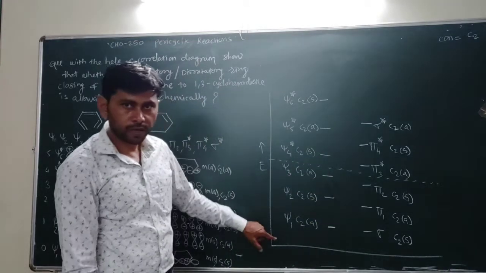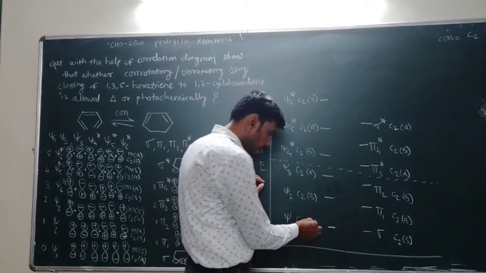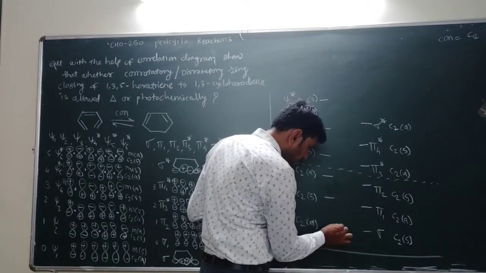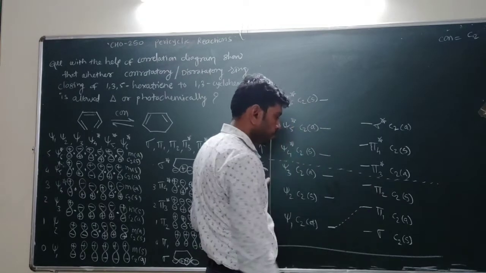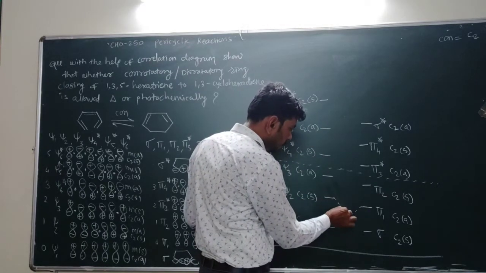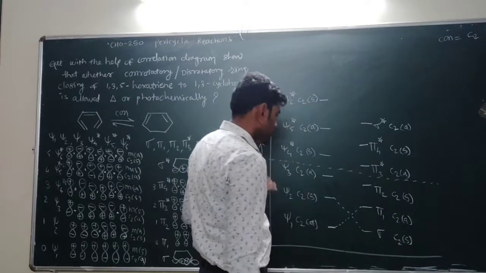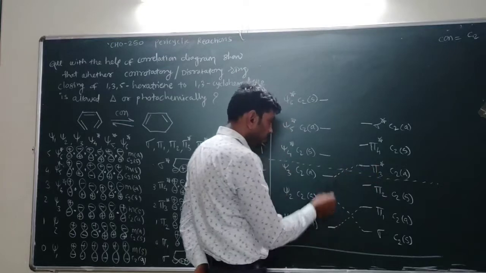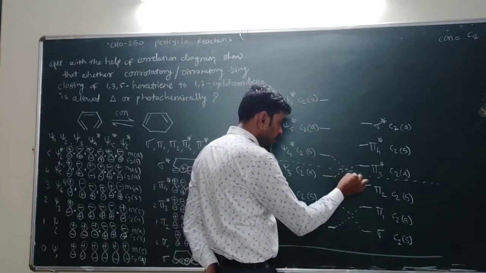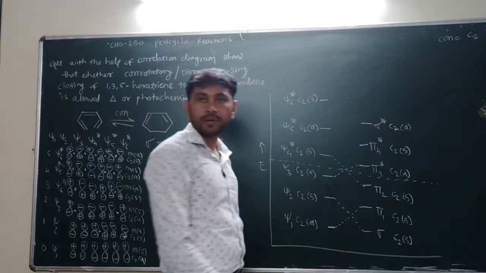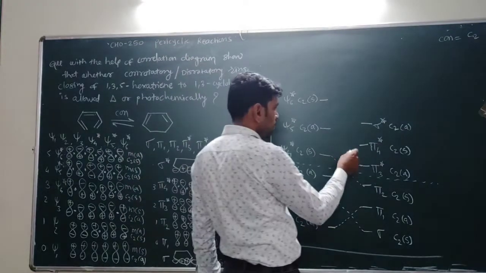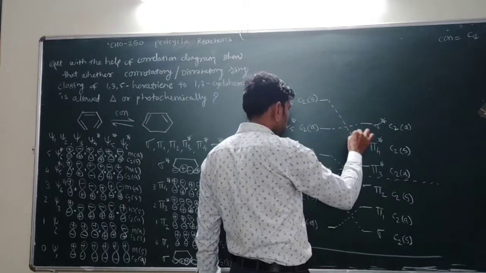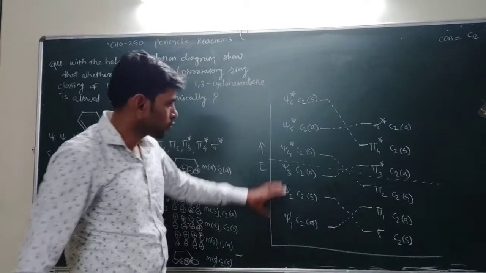Now start correlating from the first orbital. Asymmetric must be correlated with asymmetric. Next, the second, symmetric, is correlated with symmetric. Then asymmetric is correlated with asymmetric. Then C2 symmetric is correlated with C2 symmetric. Then asymmetric with asymmetric, and symmetric with symmetric. Okay, so this is the correlation.